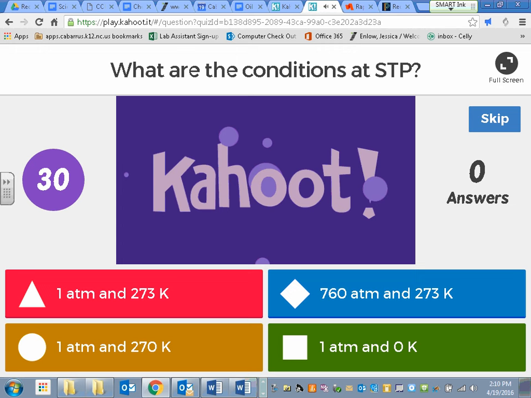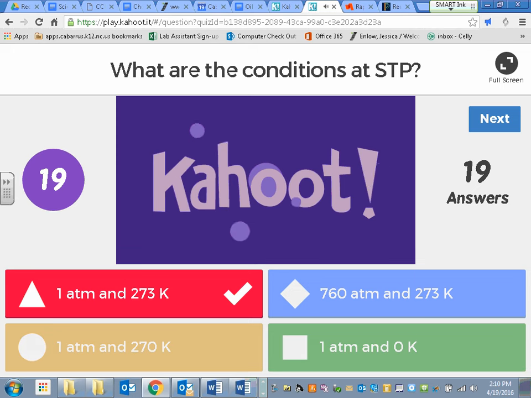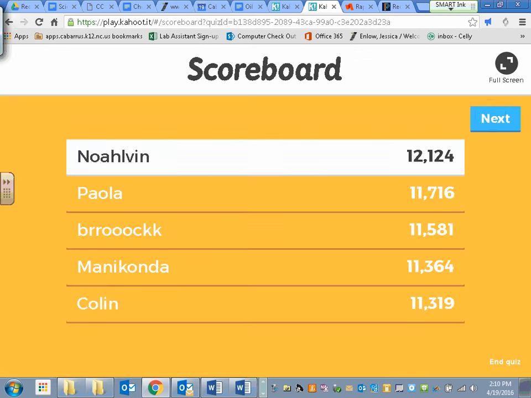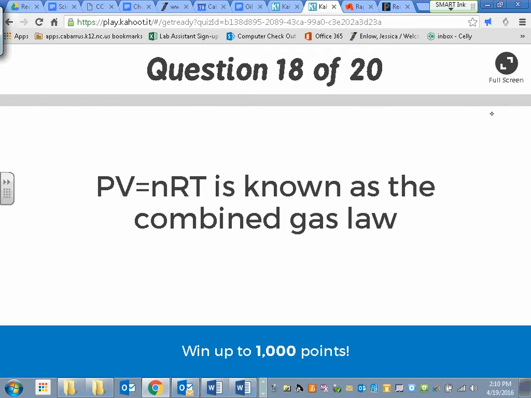0 Kelvin is when all matter stops moving. 273 is 0 degrees Celsius. 0 degrees Celsius is 273.